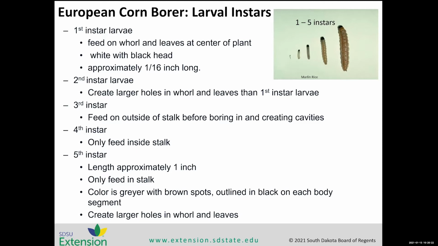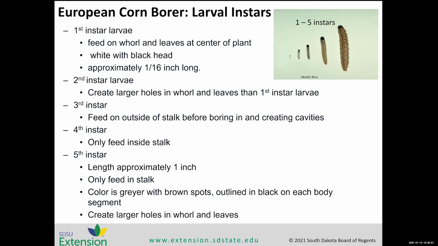The second instar larva, they create larger holes in the whorl and leaves than the first instar larva, mainly because they're just bigger and they have bigger mouth parts. The third instar, they'll feed on the outside of the stalk before boring in and creating cavities. So that's the instar that will start earning its namesake, boring into your corn.